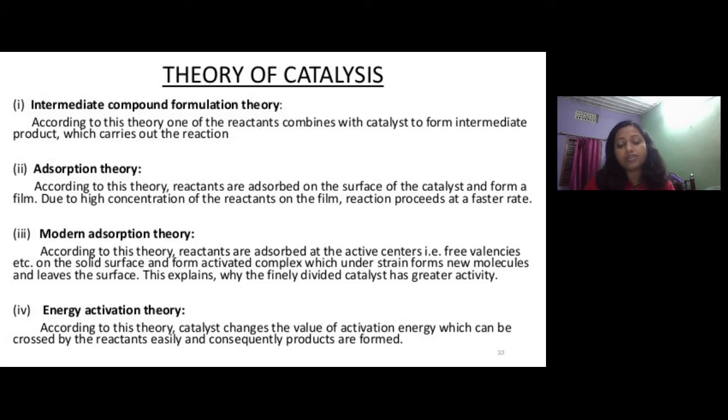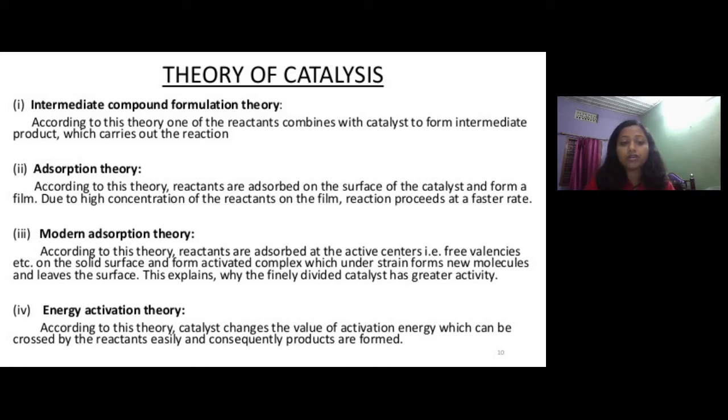Then there are many theories of catalysis. These are intermediate compound formation theory. According to this theory, one of the reactants combines with catalyst to form intermediate product which carries out the reaction. Then adsorption theory tells reactants are adsorbed on the surface of the catalyst and form a film. Due to high concentration of the reactants on the film, reaction proceeds at a faster rate.